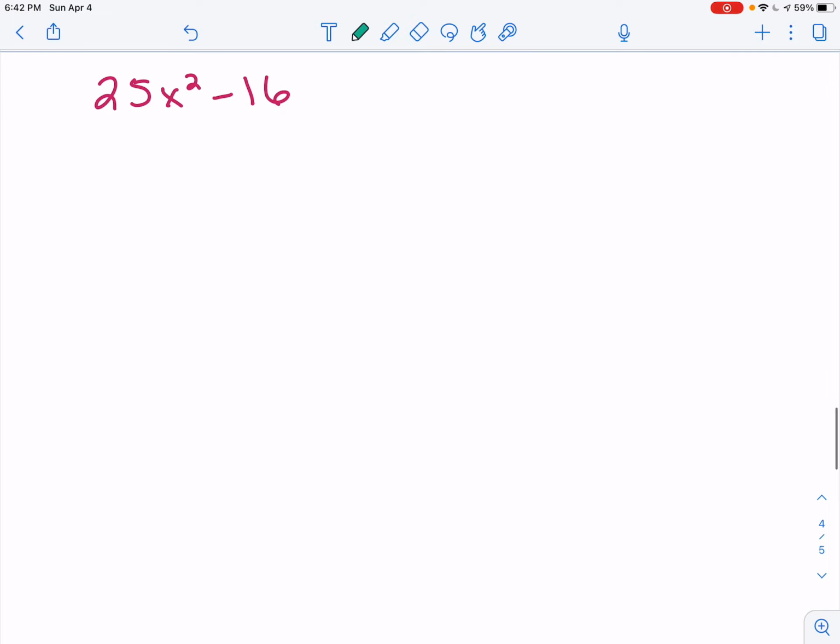All right, so we have 25x squared minus 16. Again, the first thing I look for is, is it a difference? It is. This is a perfect square. That's going to be 5x. This is a perfect square. It's going to be 4. So I would have 5x plus 4 times 5x minus 4. I hope these shortcuts have been helpful.